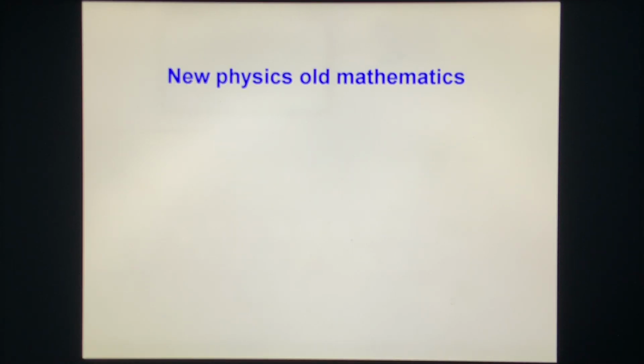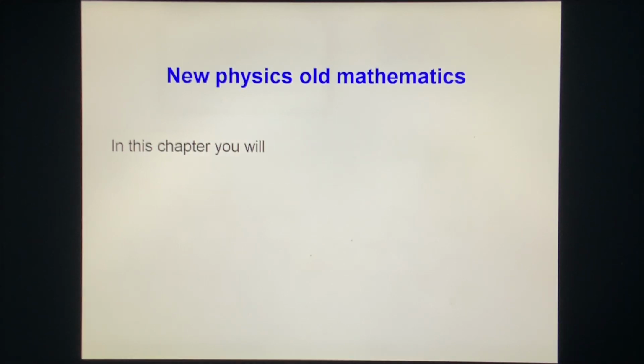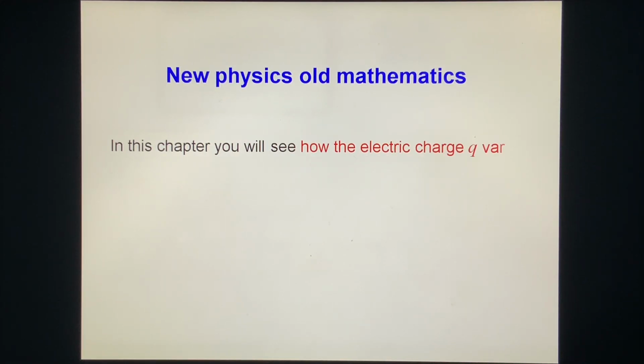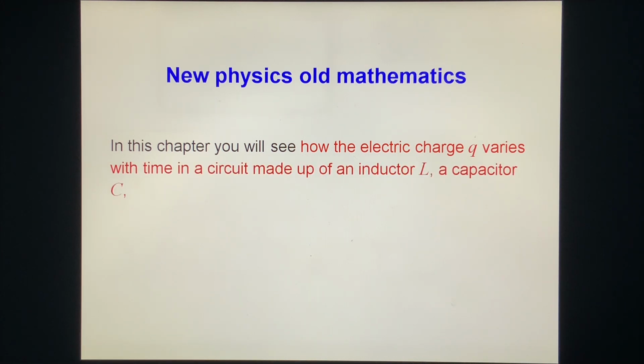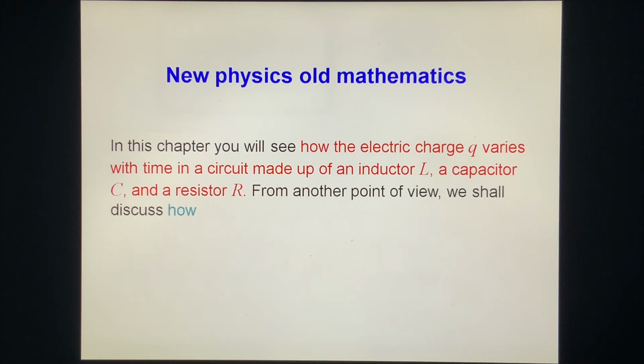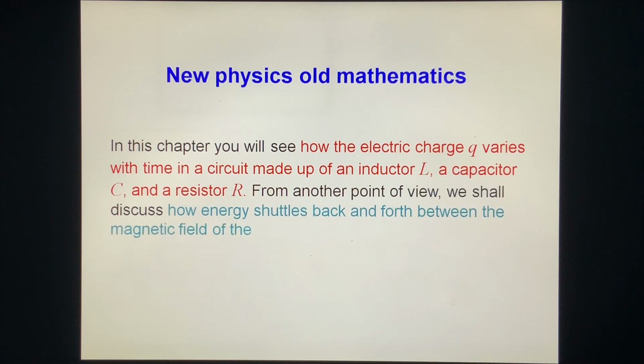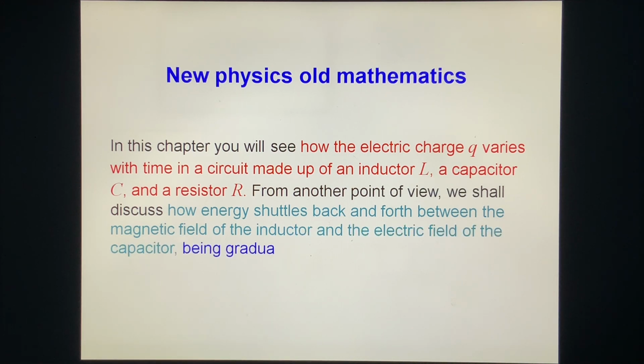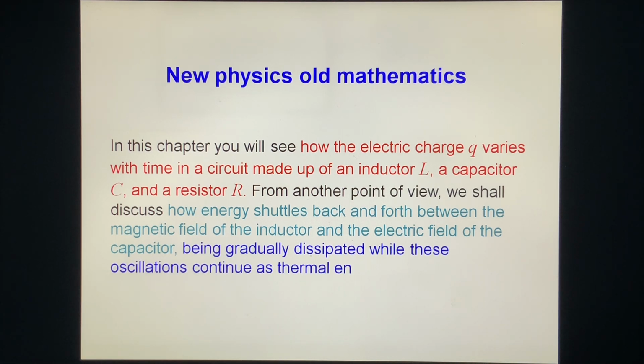LC Oscillators, New Physics, Old Mathematics. In this chapter, you will see how the electric charge Q varies with time in a circuit made up of an inductor L, a capacitor C, and a resistor R. From another point of view, we shall discuss how energy shuttles back and forth between the magnetic field of the inductor and the electric field of this capacitor, being gradually dissipated while these oscillations continue as thermal energy in the resistor.